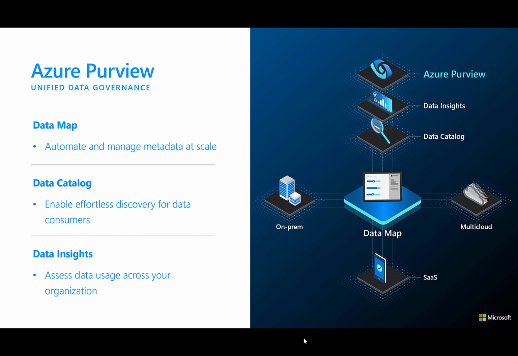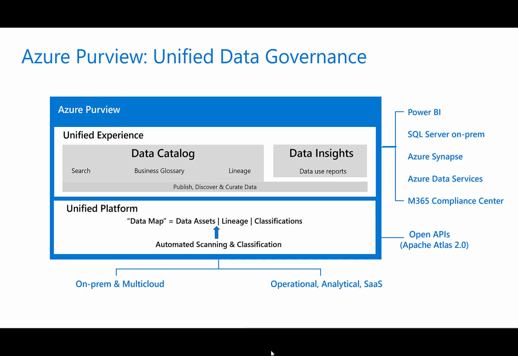So let's take a look at the components of Azure Purview. There's the data map, data catalog, and data insights. The data map is the heart of Purview, and that's what manages all of our resources and data connections throughout our organization, whether they are on-prem or in the cloud. It also manages all of the metadata, the classifications, the lineage, so it's essentially a large graph database. This is exposed to the data catalog that allows us to discover and interact with the data. And finally, there are the data insights that allows us to assess how our data is used throughout the organization.